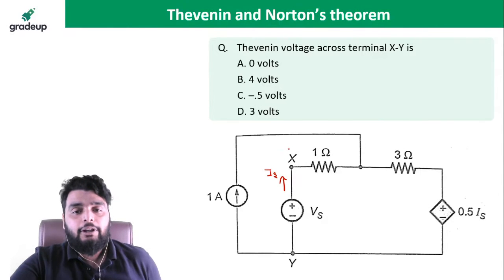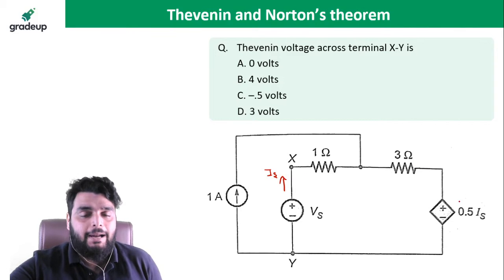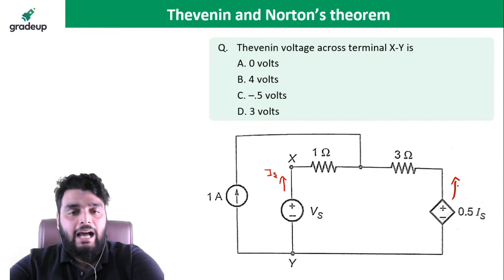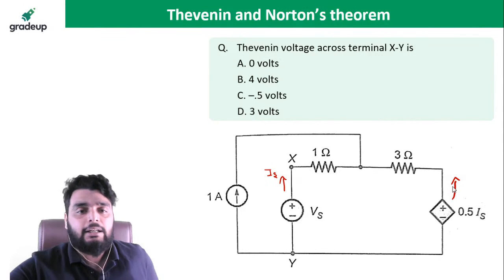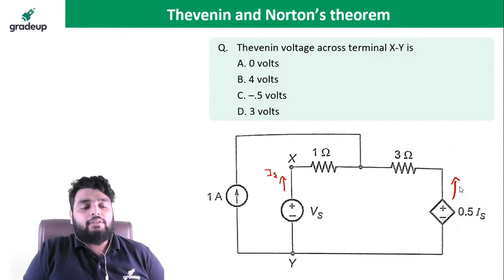So see very carefully. They have given this particular network. This is a dependent source. Now, tell me, which dependent source is this? I discussed this in the first class, the types of dependent sources. So guys, tell me, which dependent source is this?